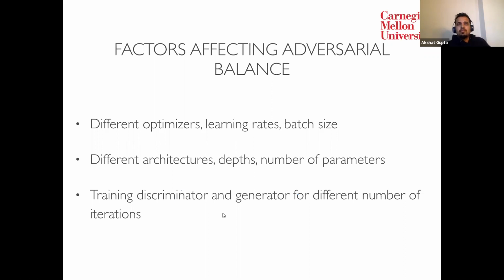I think I worked with a couple of data sets where we train both the generator and discriminator for 1 epoch each, and it worked fine. People train the generator sometimes for 5 epochs and the discriminator for 1. 2:5 is also a ratio I've looked at somewhere. So all these different things affect the adversarial balance in some sense.